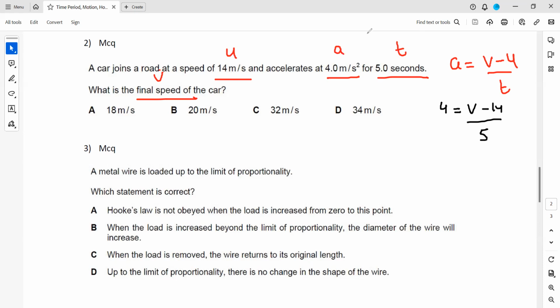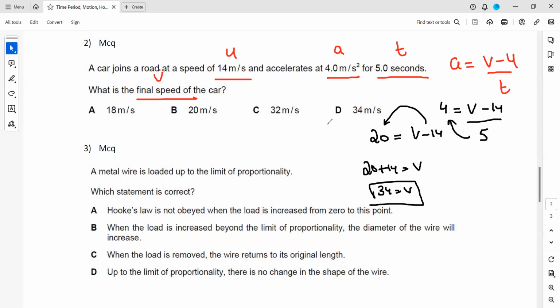Now we simplify for B. 5 is divided, so on the other side it will be multiplied. So 4 multiplied by 5 makes 20. So 20 is B minus 14. This is minus 14, so on the other side we will add. So it will be 20 plus 14 is equal to B. That will make 34. So D should be the right answer.